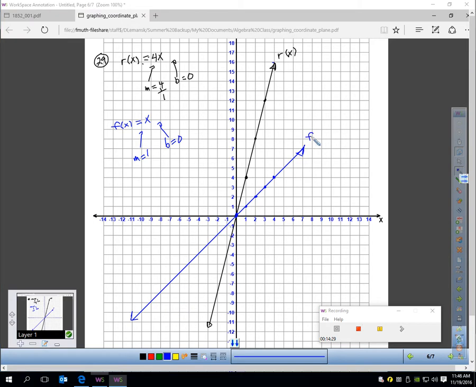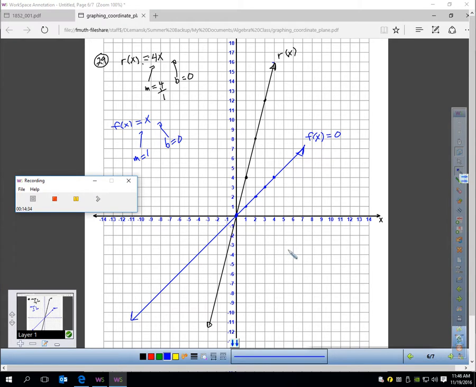Okay, now they want me to compare the two. So there's two things I should compare in my sentence. I ought to compare the slope, and I ought to compare the y-intercept. So let's compare the slopes first. R of x, now we use a term here, they say is stretched. The slope is 4 times greater. Can you see if I take 1 and multiply it by 4, I am stretching my graph. So the book will use the term stretch for this.